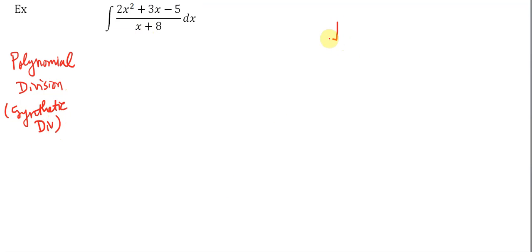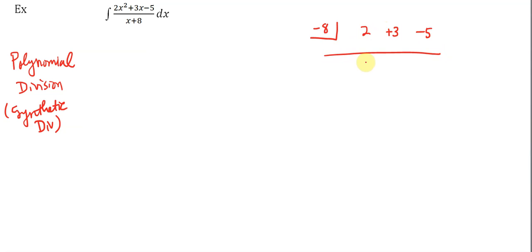So let's see, synthetic division: you put a negative 8 here, put the coefficients here, 2x squared plus 3x minus 5, right? And then when we divide, bring down the 2, multiply by negative 8, you get negative 16, add them, negative 13, multiply negative 13 by negative 8, we get 104, and then add this, we get positive 99. And the result of this is really 2x minus 13, and this is our remainder.